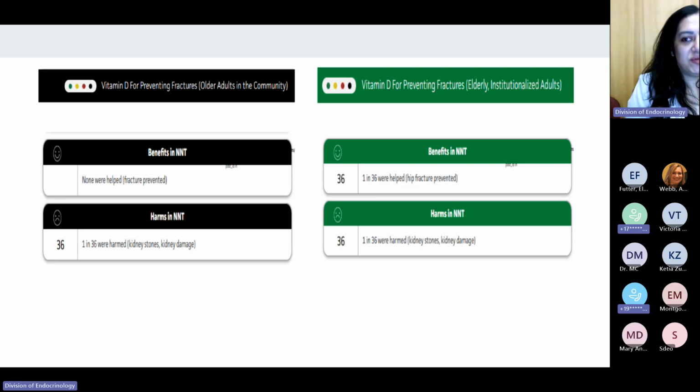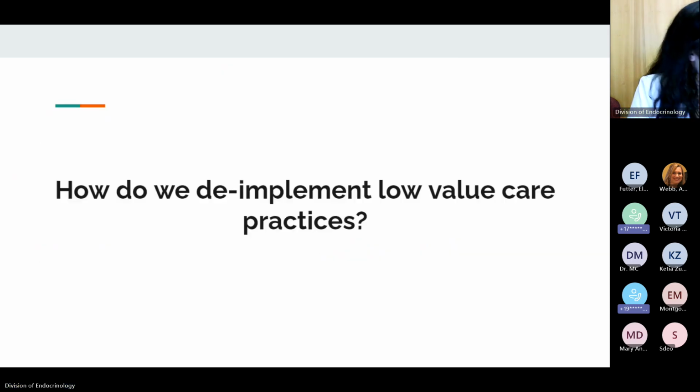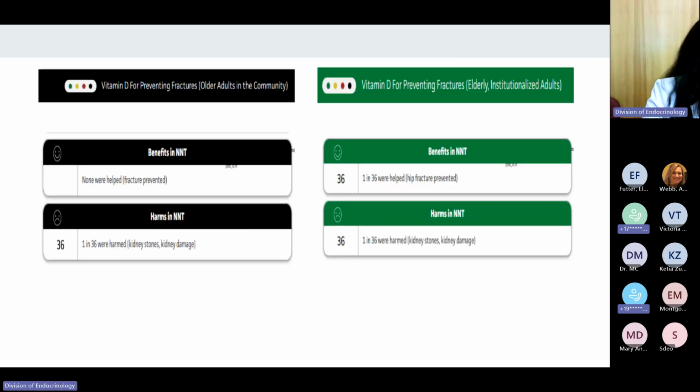Vitamin D supplementation for preventing fractures in elderly institutional adults is green. So 1 in 36 people will have prevention of hip fracture with vitamin D supplementation, and only 1 in 36, same as the other study, would have harm. So we have to balance that. Yeah, so this one, green, is for institutionalized elderly, so 65 or older, living in a nursing home, LTAC. Yeah, versus community dwelling.